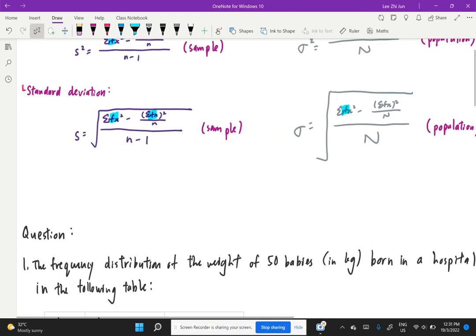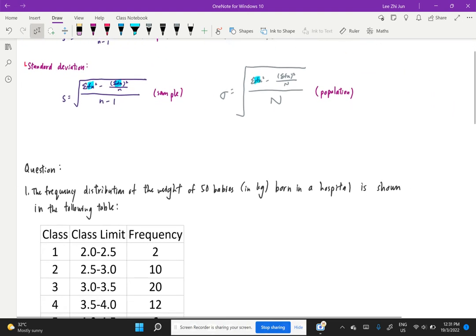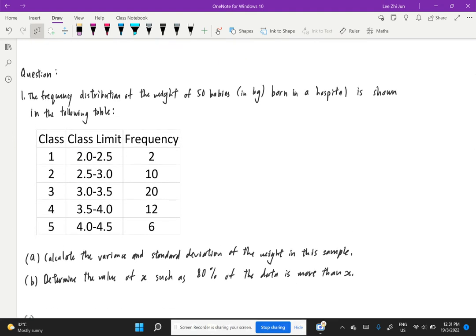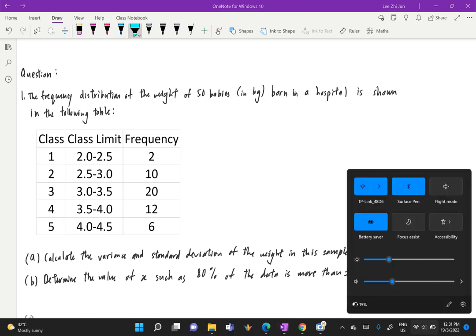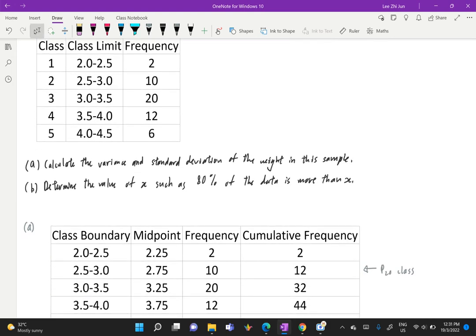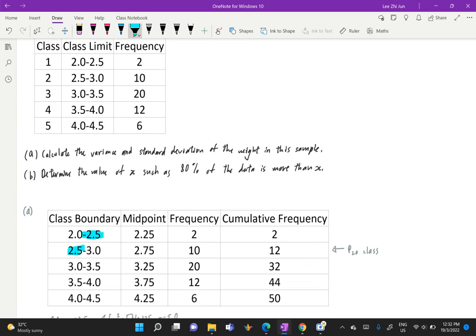So we go to the question. The frequency distribution of the weight of 50 babies in KG Borneo Hospital is shown in the following table. We need to calculate the variance and standard deviation and the percentile. So A, okay, 50%. Before that, let me find the midpoint and the cumulative frequency. The class limit, so this is the class boundary because the data are repeated.